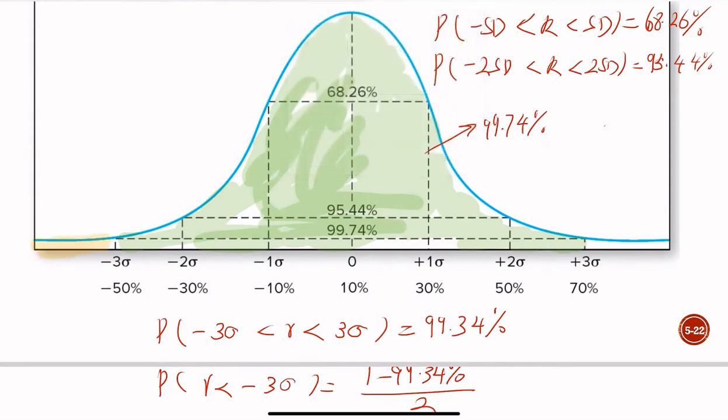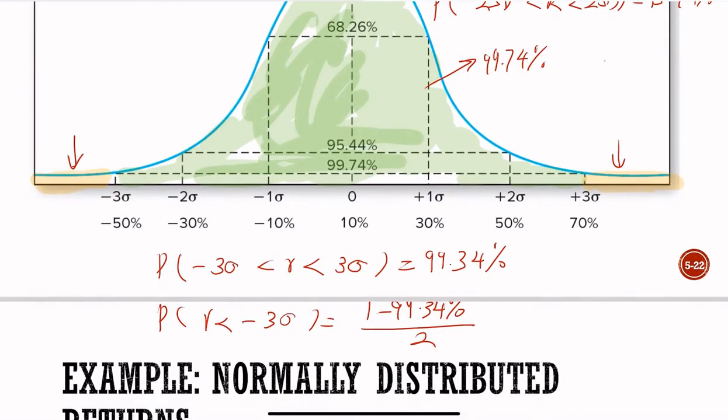Then you can see that for these two pieces, their total probability should be 1 minus 99.34%. However, you can see that this guy and this guy should have the same probability. So if you want to find out the probability of the left tail, then you should divide 1 minus 99.34% by 2. Right? So again, you can calculate this number by yourself. Oh gosh.